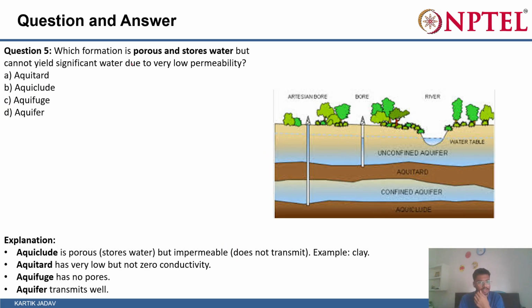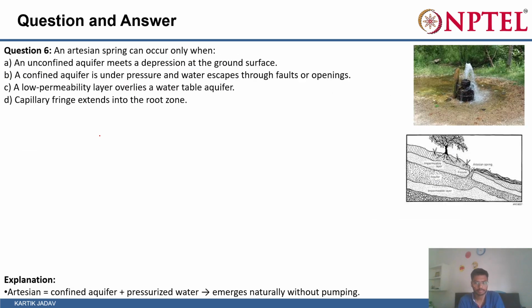Question 5. Which formation is porous and stores water but cannot yield significantly due to low permeability? That is the case of aquiclude, right? Because we know that aquiclude is porous and stores water but is impermeable, and does not transfer water. And aquifuge has no pore space, so there is no question about storage and transmission. An aquifer stores and transmits fluid. Correct answer is option.